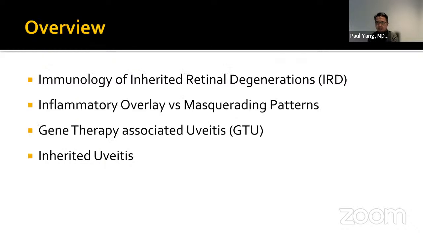So I'm going to be going over a few themes today. One of them is just a brief discussion of the immunology of inherited retinal degenerations, like retinitis pigmentosa, just to kind of get us on the same page before we start getting into inflammatory overlay versus masquerades. And then I'll also be covering a little bit of gene therapy associated uveitis and IRDs. And then finally, just a brief review of inherited types of uveitis.